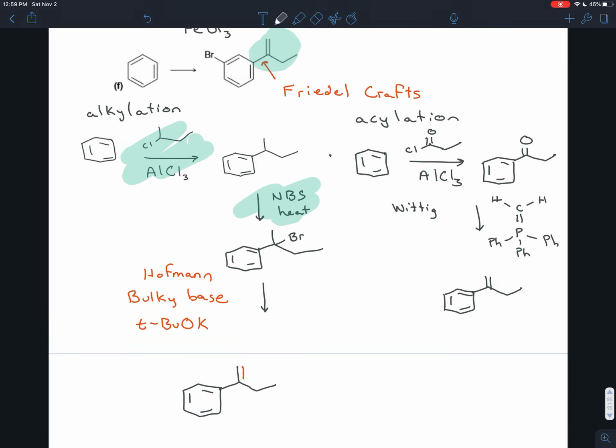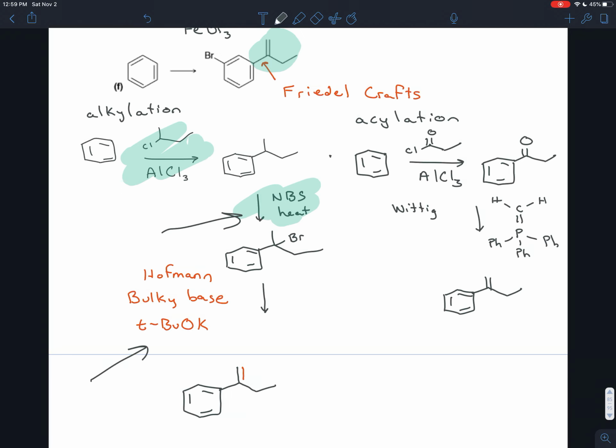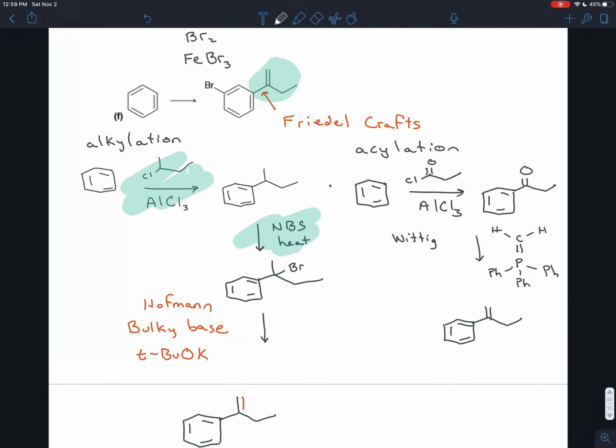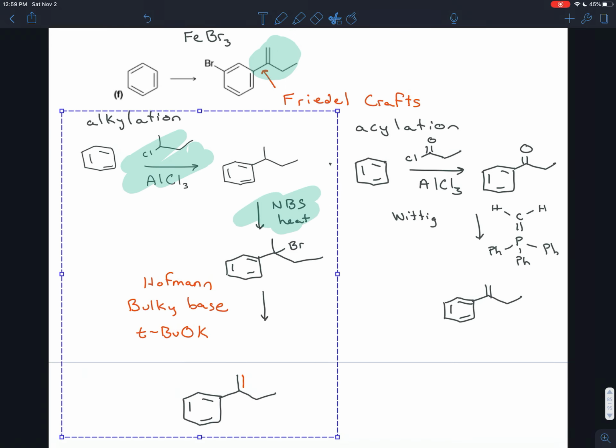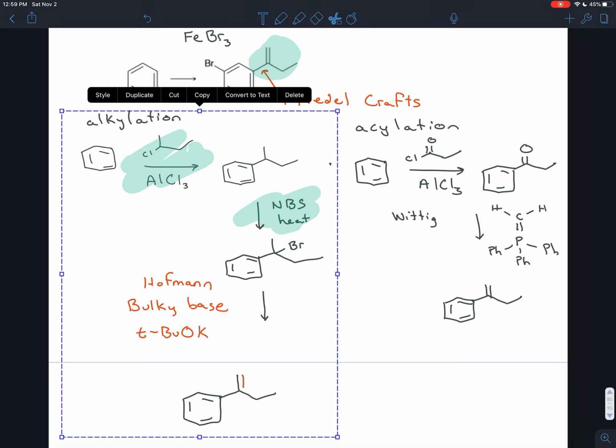But you could theoretically do the Friedel-Crafts alkylation, and then the radical bromination, and then the elimination reaction with the bulky base. So notice there are many ways you can get these reactions done. There's more than one correct answer for these synthesis problems. So long as what you give me is a correct answer, I will not take points off, even if it's not the most efficient one. It's completely fine. I just want to make sure you could get from point A to point B somehow. Now, in this case, I'm just going to go with the Friedel-Crafts acylation and the Wittig reaction because it's shorter and more efficient.